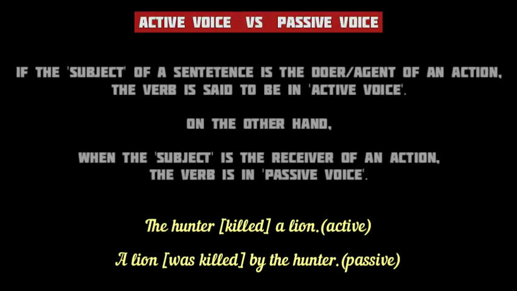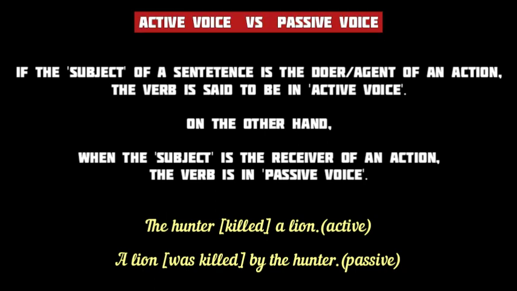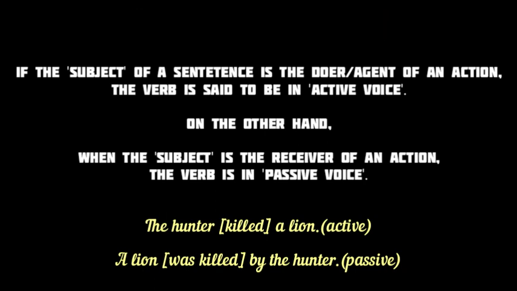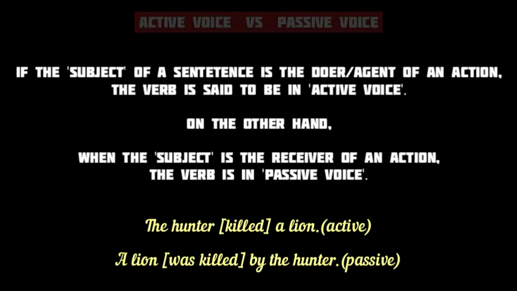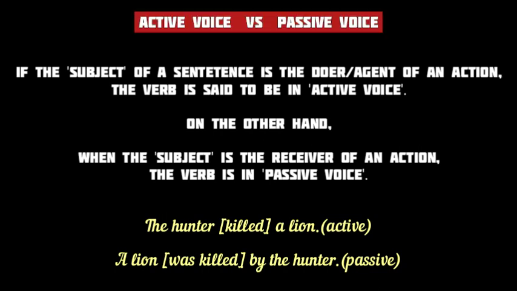Today's topic is when to use the passive voice. That is, the uses of passive voice in English. Well, as you know, if the subject of a sentence is the doer or performer of an action, the verb of such a sentence is said to be in active voice. In other words, the active voice of a verb indicates that the subject is doing something.